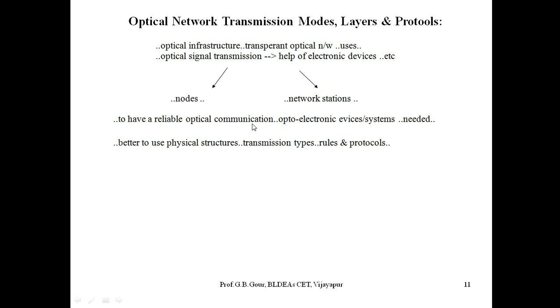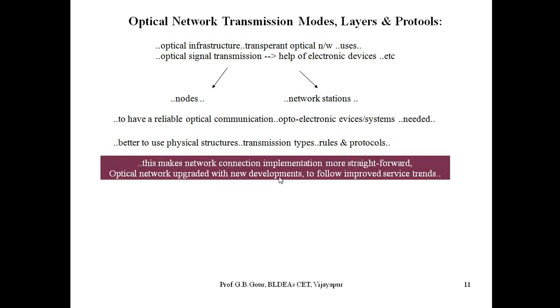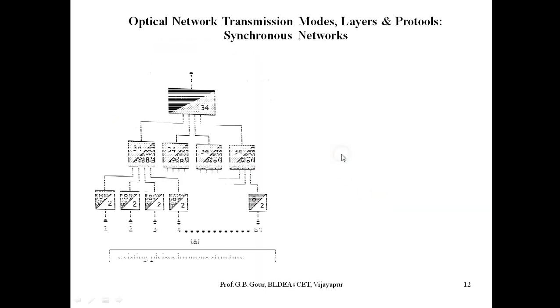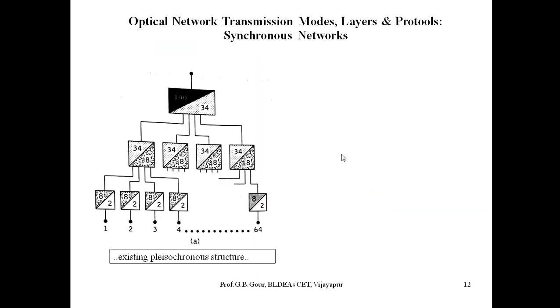To have reliable optical communication, optoelectronic devices or systems are required. Better use of the physical structures or transmission types, rules and protocols are required. This makes our optical network connection easily upgradable with new developments and following improved service trends. In view of this, let us see how such optical networks have led to the development of synchronous networks.